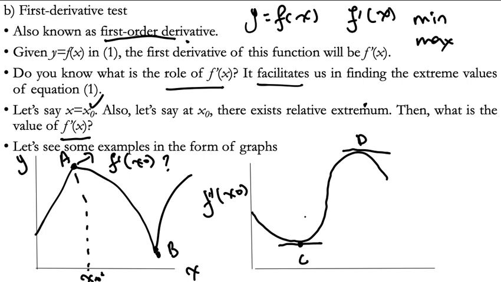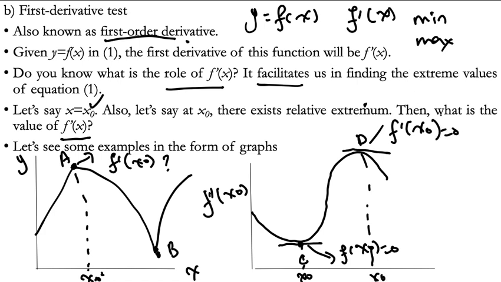Okay, at point C here, let's say x naught is here. Then you can see at this point, f prime x naught is actually 0, isn't it? And then here, let's say another x naught here. It's actually 0 as well. So what can you say here?